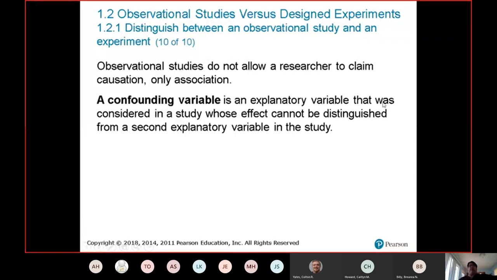A confounding variable is an explanatory variable that was considered in a study whose effect cannot be distinguished from a second explanatory variable in the study. I'm not going to worry about that; I don't think it's on the test. They give you the definition of a confounding variable and an explanatory variable. Explanatory means that it's a cause that was considered in a study whose effect cannot be distinguished from a second explanatory variable. So that would be if you had two things going on with the deaths from drowning, and you couldn't separate one of them.